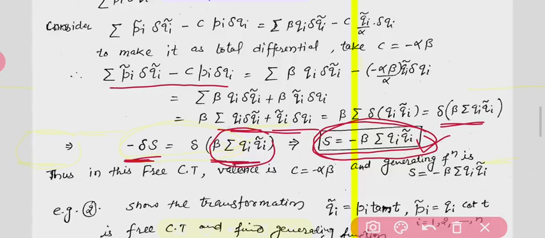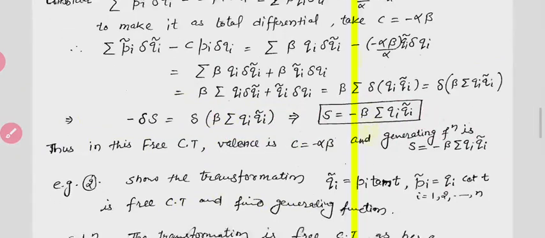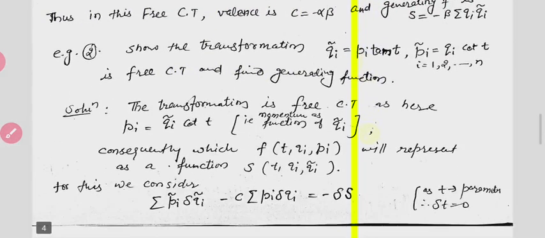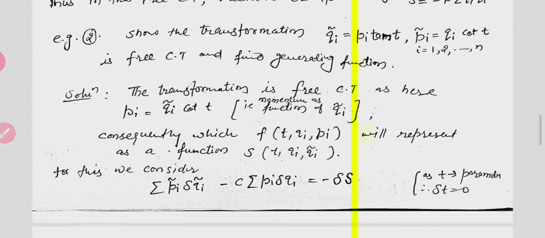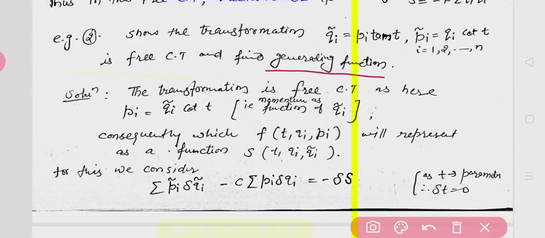Okay. And what is the valency here? What valency did we use? C is minus alpha beta. So this is the valency for the free canonical transformation, and this was the generating function. Okay. So now we take another example, so that that transformation is free canonical, and you have to find the generating function over here.